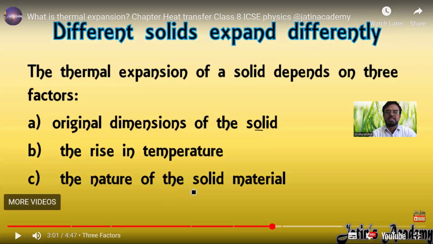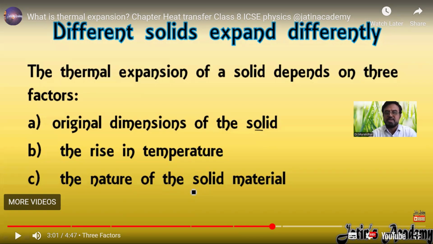So different solids expand differently. The first one is original dimension or size. Suppose you have taken a small metal ball and a big metal ball. The big one has a different size compared to the small one, so the big one will expand more. Similarly, how much temperature you apply, whether you raise it by 10 degrees Celsius, or 15, or 50, or 100, expansion depends on that also. Greater the temperature, greater the expansion. Then nature: whether it is iron, brass, gold, or silver, different materials have different types of expansion, right? So these are very important points.